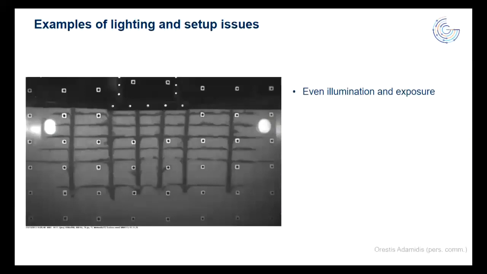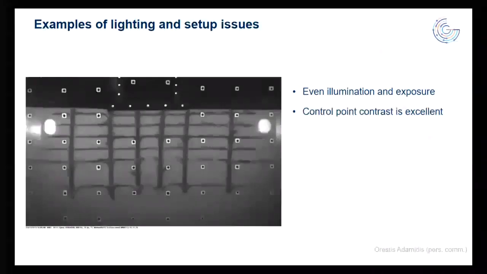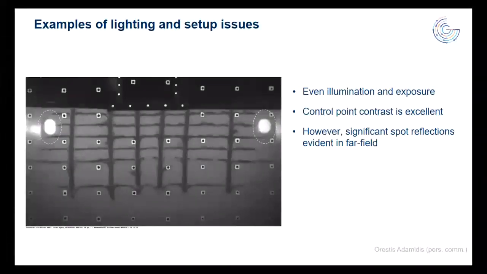Here's an example from Orestes Adamidis at Cambridge at the time. We've got nice even illumination and exposure. Control point contrast is excellent. However, you've got these two great big white spots in the far field, which meant that that part of the simulation just couldn't be used in the analysis. So they're annoying. You've got to mask them out. You've got to sort of guess how much you've got to mask out. You want to keep it to a minimum naturally. It just makes the whole process of analyzing this data more laborious than it ought to be.